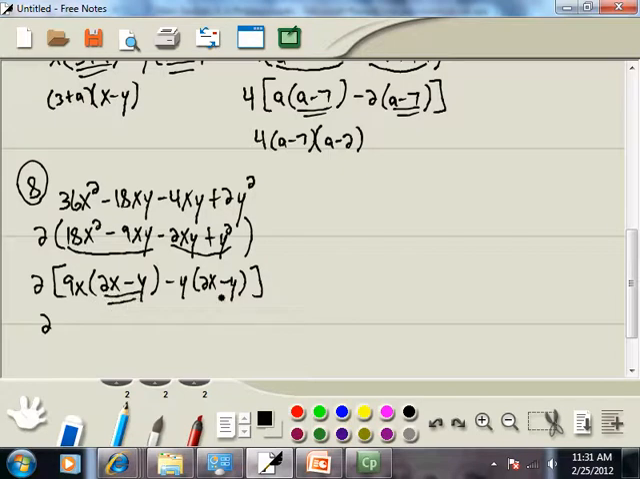Well, again, this parentheses matches this, so I can factor it out. So we've got 2 times 2x minus y, and if I were to cover those up, what's left is the 9x minus y. And that's our answer. And that's the end of that material also.